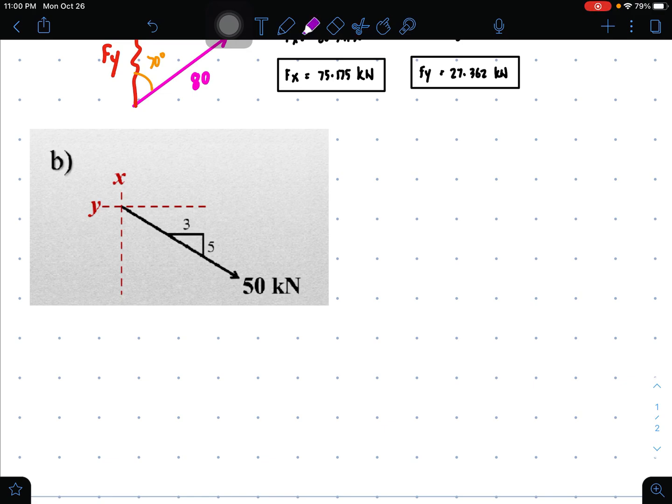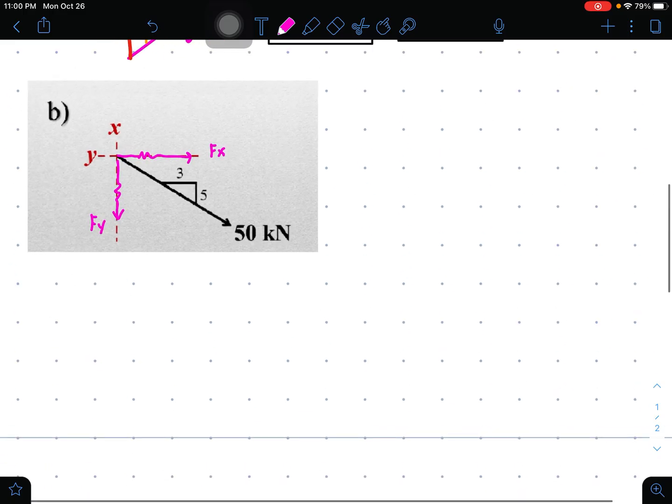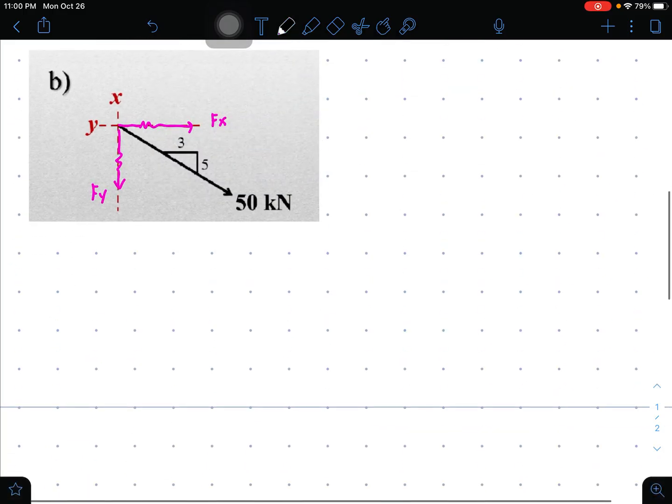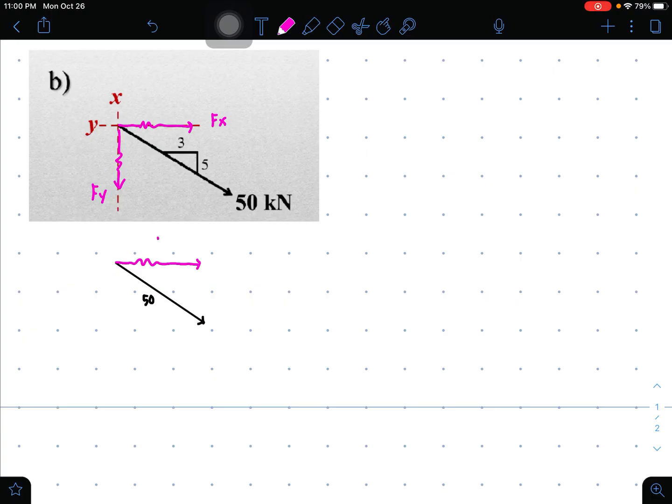angle, or the force, is inclined down. So therefore, the forces would be to the right, and this is Fx, and this is downward, Fy. So if we're going to isolate the figure, it's basically this one as the 50, and you have this one as your Fx, and this one as your Fy.